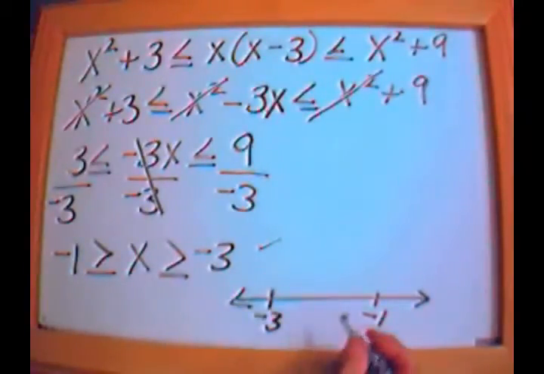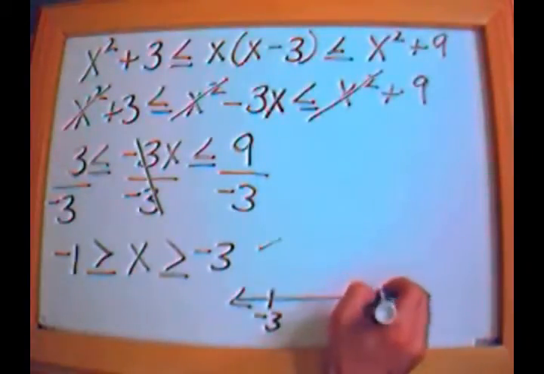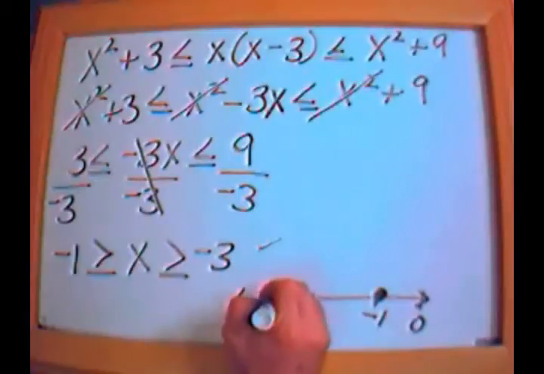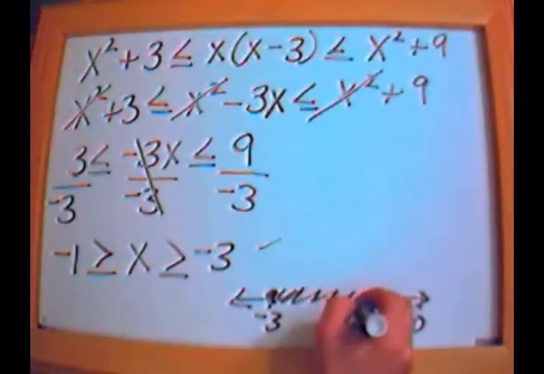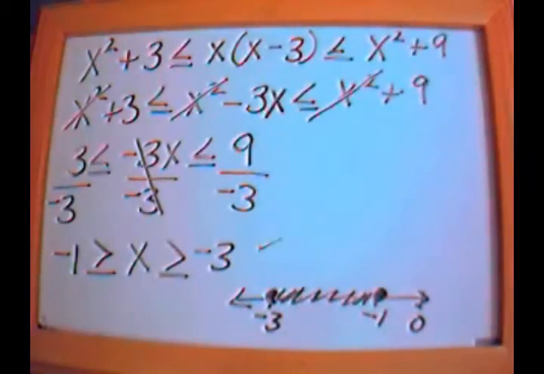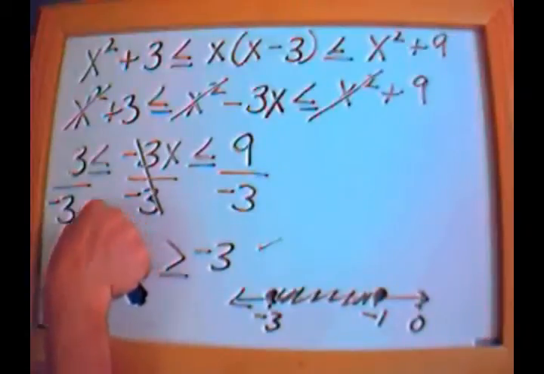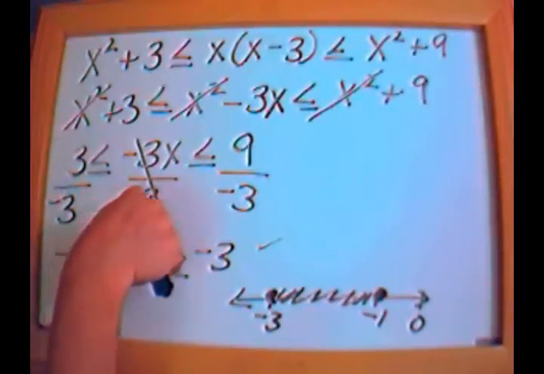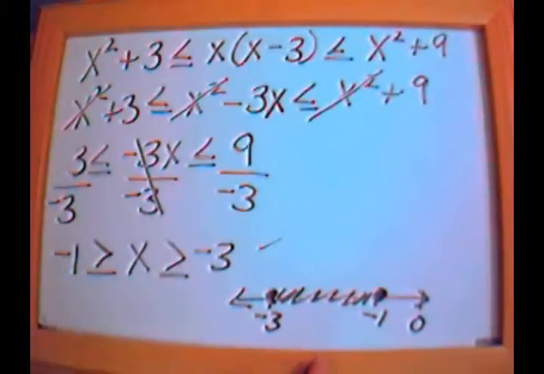if I had negative 1 and negative 3, here's 0 over here for reference, I'd have a closed circle here and a closed circle here, and x would then be everything in the middle because I have equal signs under here. So it's greater than, correction, it's less than negative 1 because you read this way. x is less than or equal to negative 1. x is greater than or equal to negative 3. That's what the graph looks like.